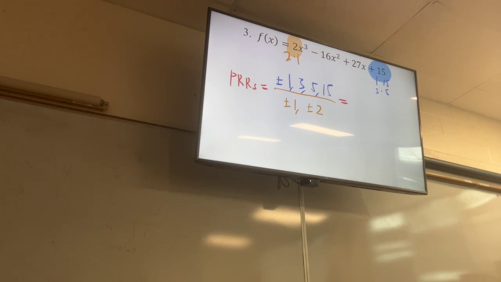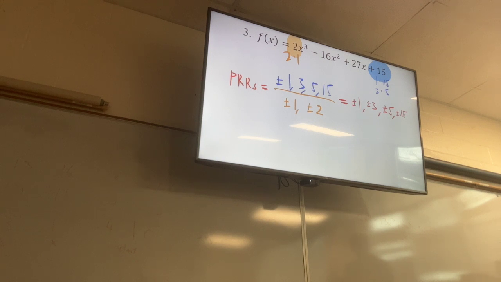So 1 divided by 1 gives me plus or minus 1. Plus or minus 3 divided by plus or minus 1 gives me plus or minus 3. Plus or minus 5 divided by plus or minus 1 gives me plus or minus 5. Plus or minus 15 divided by plus or minus 1 gives me plus or minus 15, okay?